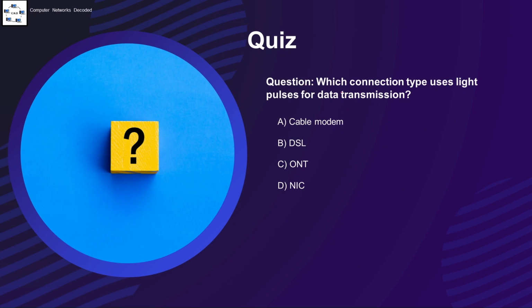So now a quick quiz time. So the question is, which connection type uses light pulses for data transmission? And the options are cable modem, DSL, ONT, or NIC or network interface card. And the correct option is, of course, ONT, optical fiber, because optical fiber basically uses light for data transmission. So the ONT basically works with optical fiber, while the rest basically use electrical signals.